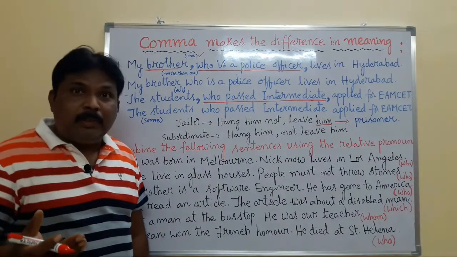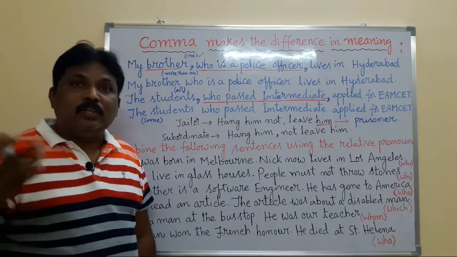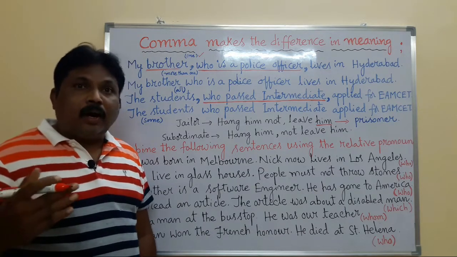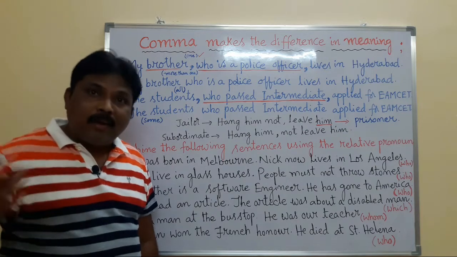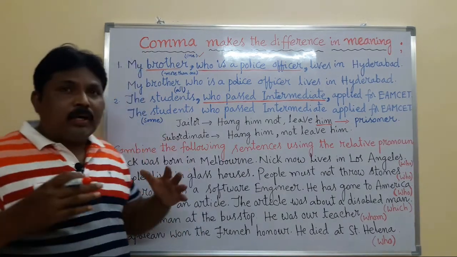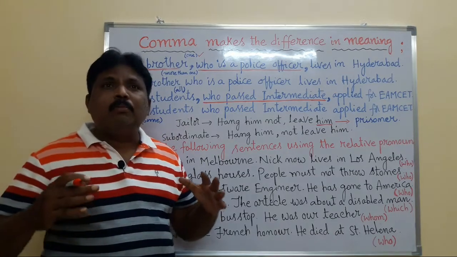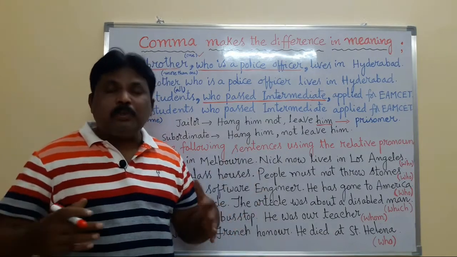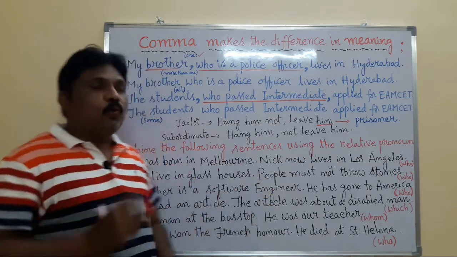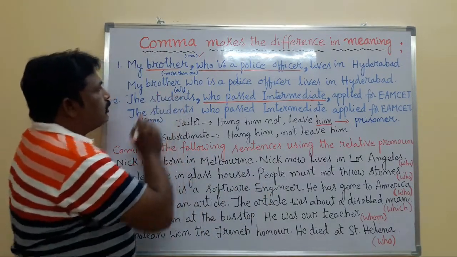Another brother may be working as an engineer. Another brother may be working as an IAS officer. Another brother may be working as a lawyer. Another brother may be working as a doctor. So the speaker has more than one brother. The speaker has any number of brothers, but not exactly one. That is the meaning of this sentence.